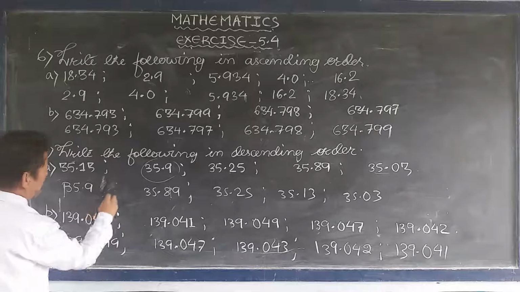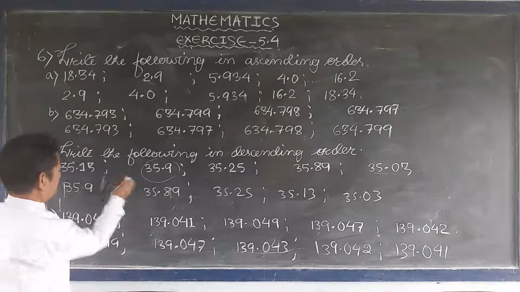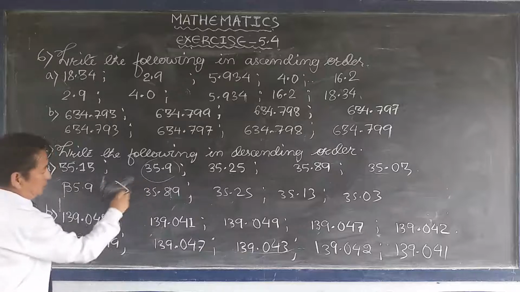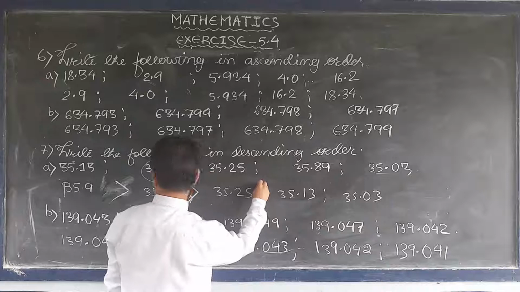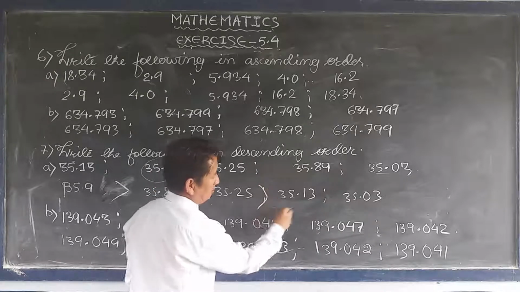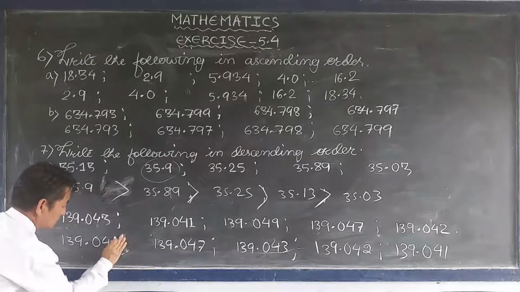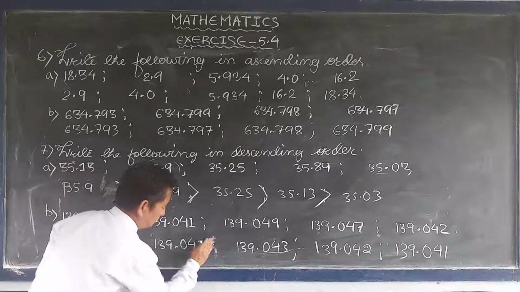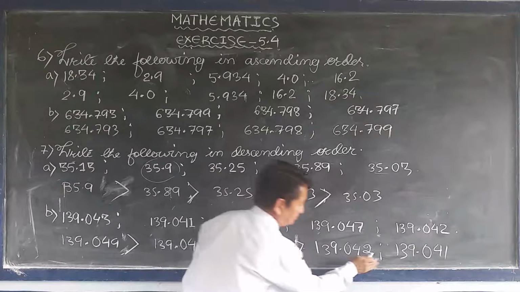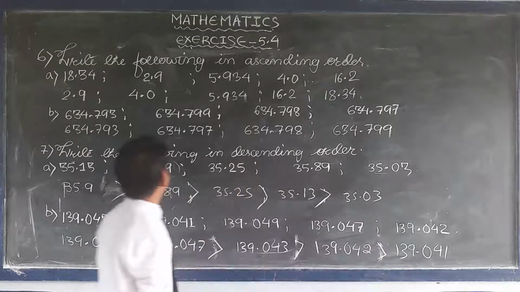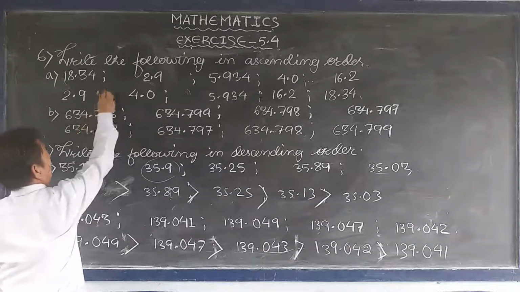You can write this way also. Instead of putting this sign, we'll write this. This is greater than, no? This way also we can arrange. We are arranging in descending order. We can do it this way also. Instead of this semicolon, we'll write this. Okay? Let's not confuse. We are arranging in ascending order this way.